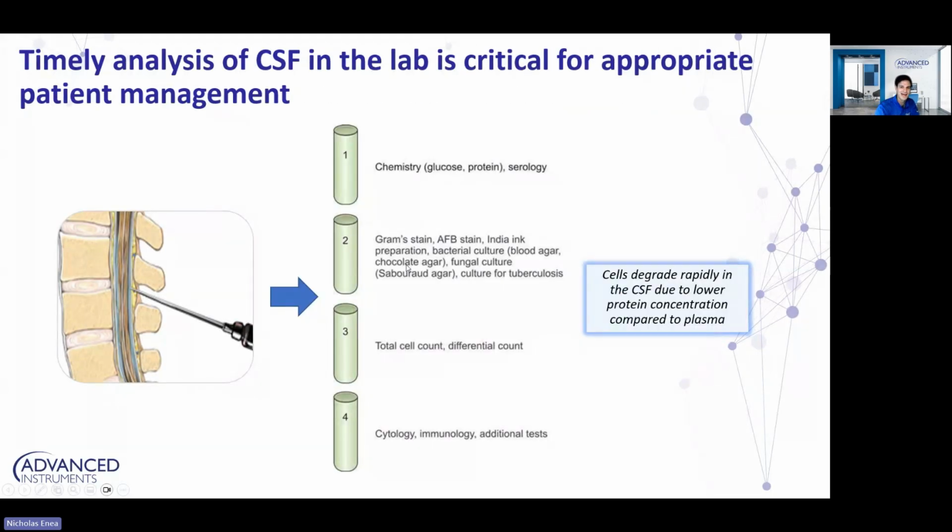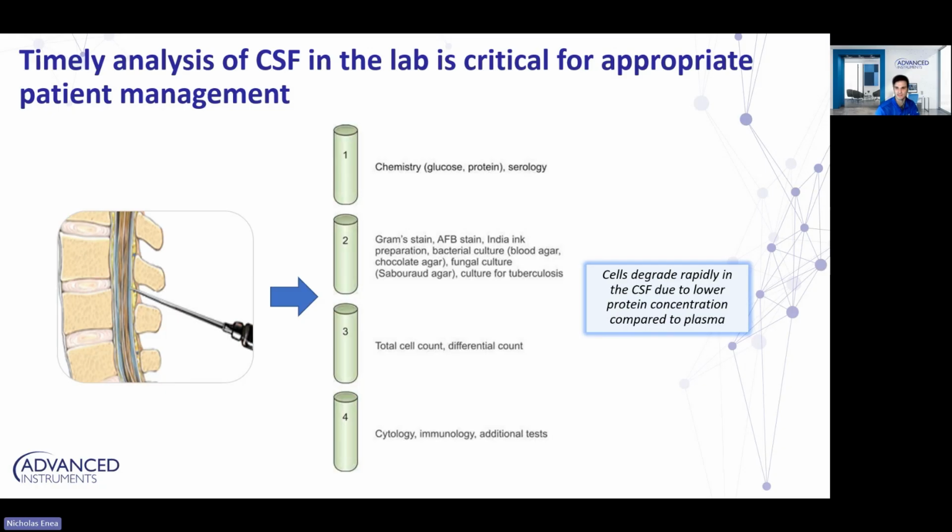So timely analysis of CSF is crucial. The protein concentration in the CSF is really, really low compared to plasma, so cells degrade very, very rapidly. Those of you here that have collected a CSF sample or worked in a clinical lab know that when you get these samples, they are stat. They need to be run almost immediately.